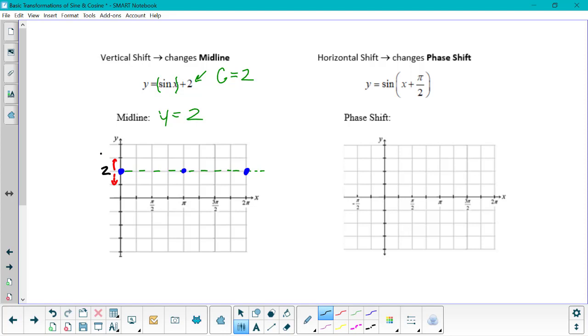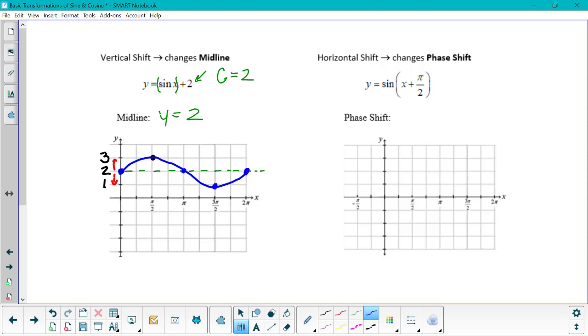So my maximum or highest points will be at 3. My minimum value or lowest points will be at 1. So from that midline, I use the amplitude to get to the quarter and 3/4 point. So I go up 1 at my quarter point, and I go down 1 at my 3/4 point. So now I've got the 5 points on the graph of the first cycle of that function.